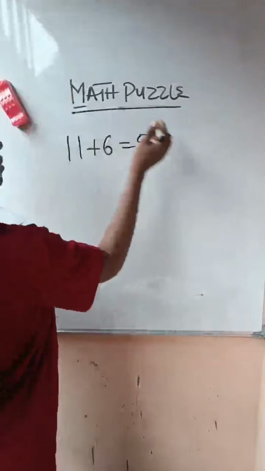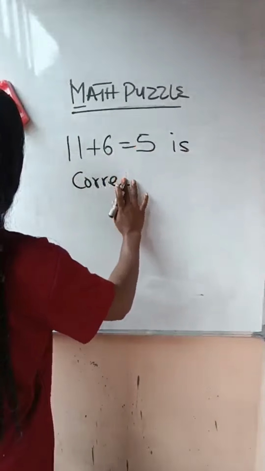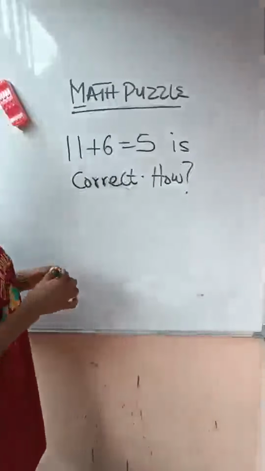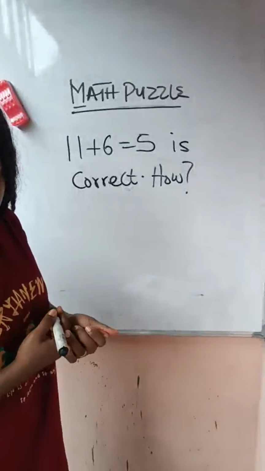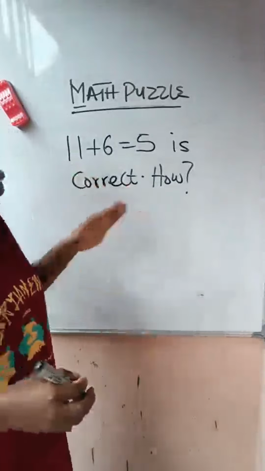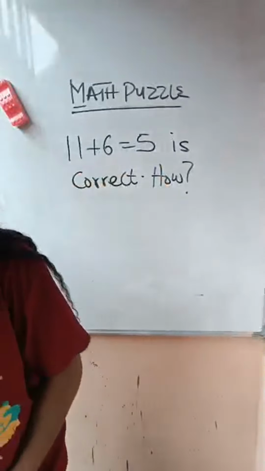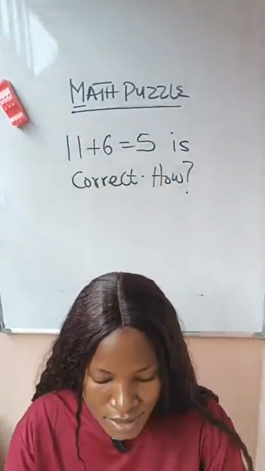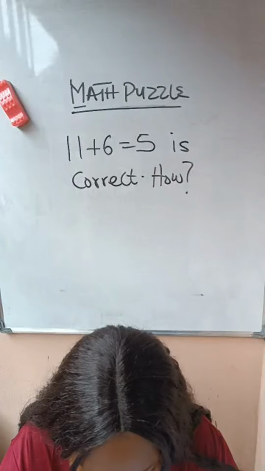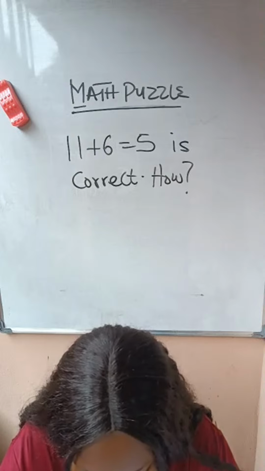Okay, this is correct. Now the question is how? How is this possible? You are not expected to remove anything or add anything. 11 plus 6 is equal to 5 is correct. How? That is the question. It is correct. It is right. So let's go, friends. Let's go. No, Jonah, you are not removing anything.